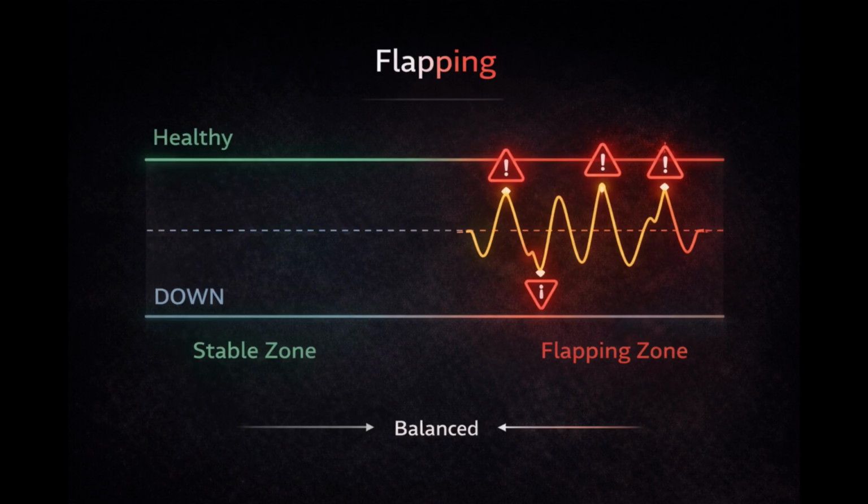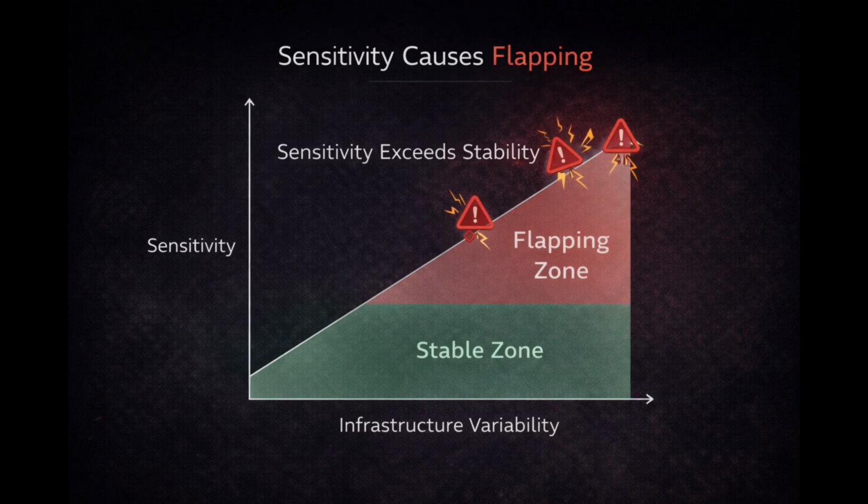On the screen is what flapping looks like. The system detects downtime, then it recovers, then it fails again, then it recovers again. And if your alert routing is aggressive, every one of these transitions becomes more noise in Slack, email, SMS, or whatever else you use. Now here's the key point. Flapping is not StatusCake being weird. Flapping is a mismatch between sensitivity and stability.